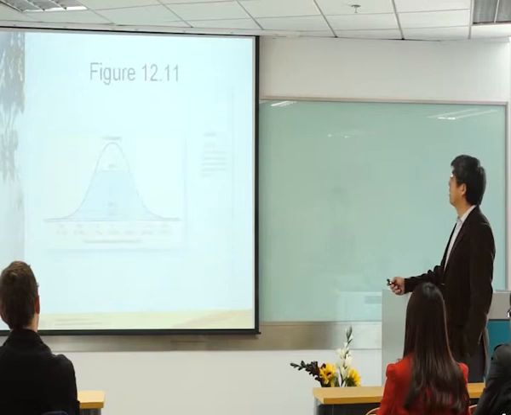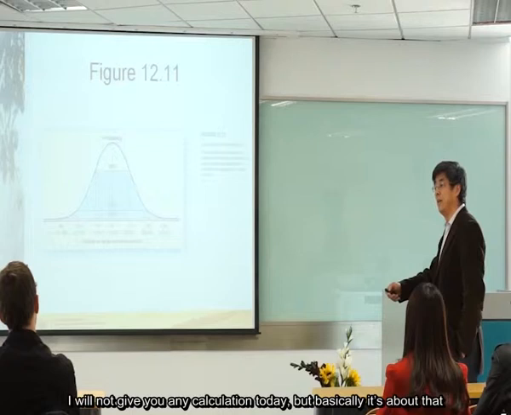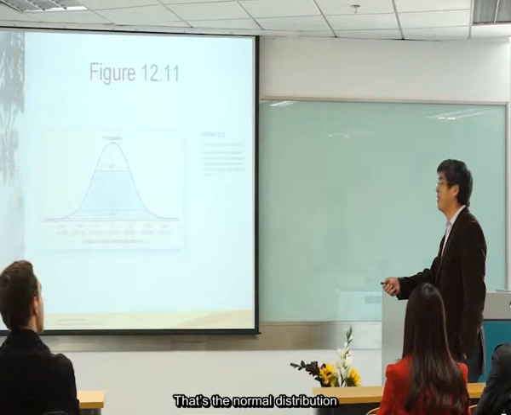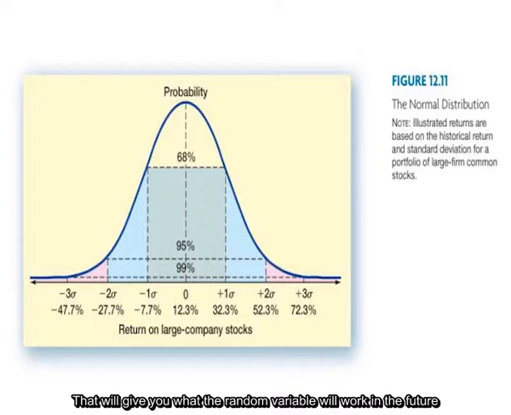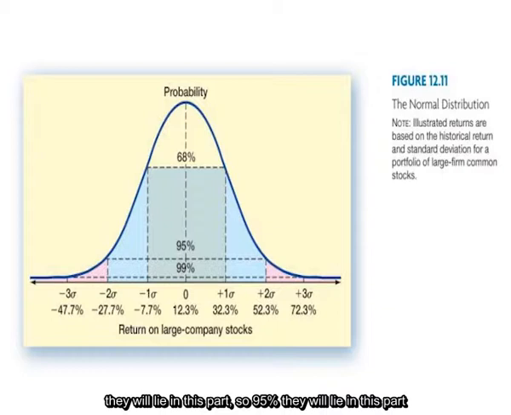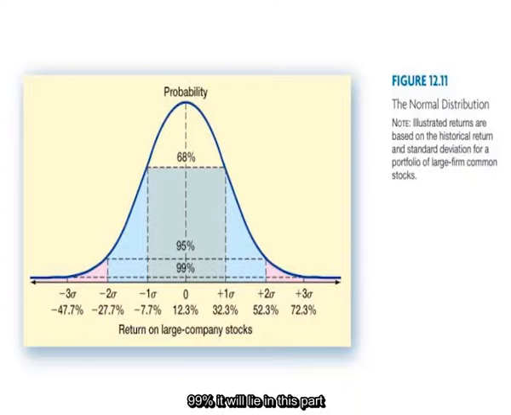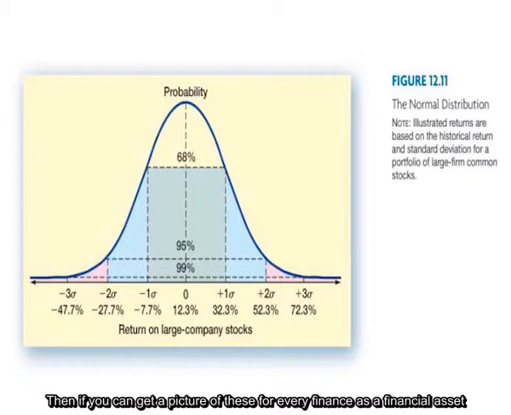I will not give you any calculation today, but basically it's about that. That's the normal distribution. That will give you where the random variable will lie in the future. Basically, they will lie in this part. Seldom will they lie in that part. That gives you the percentage they will lie in this part. So 95% they will lie in this part, 99% they will lie in this part. Then, if you can get a picture of this for every financial asset, you will know how risky that financial asset is.